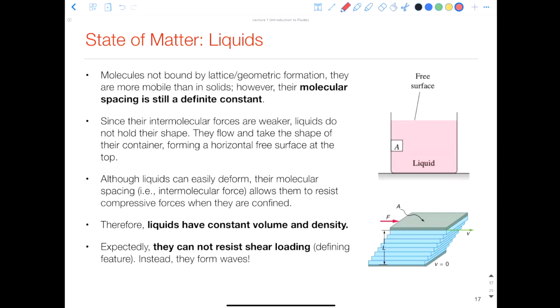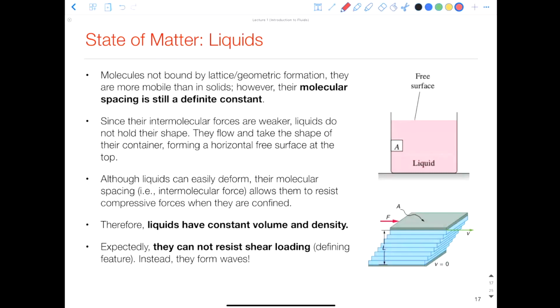So for liquids, molecules are not bound by their lattice geometry. They can flow freely past each other. And that is because they're in a higher energy state than a solid. But that being said, their molecular spacing is still definitely a constant. So that means that a liquid poured into a container is still going to take up the same volume as it did before it was poured into that container. The distance between the molecules in a liquid isn't really changing any significant amount.